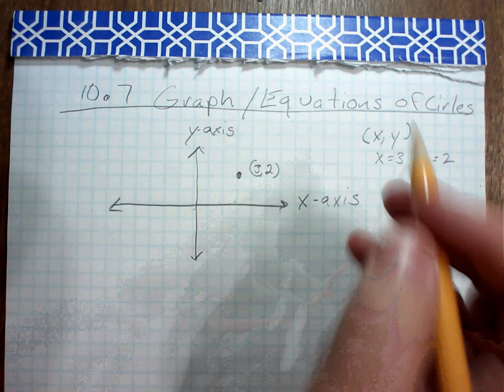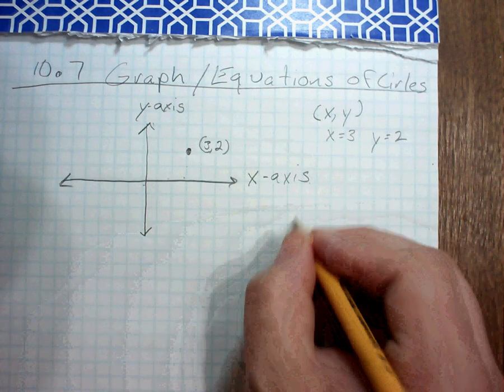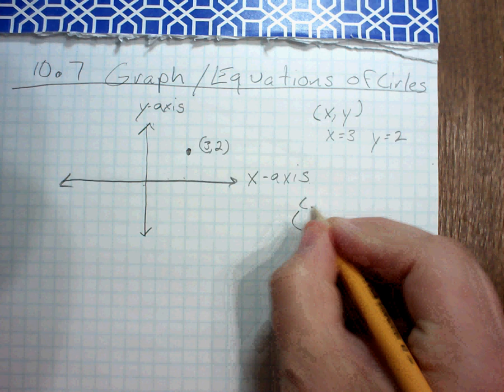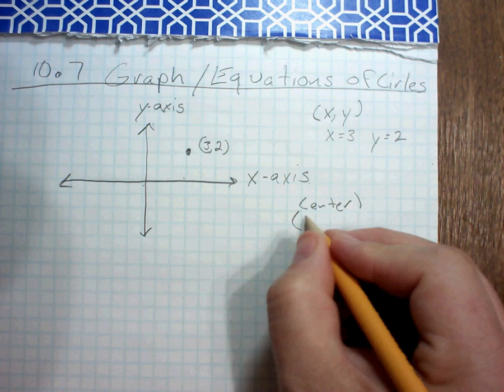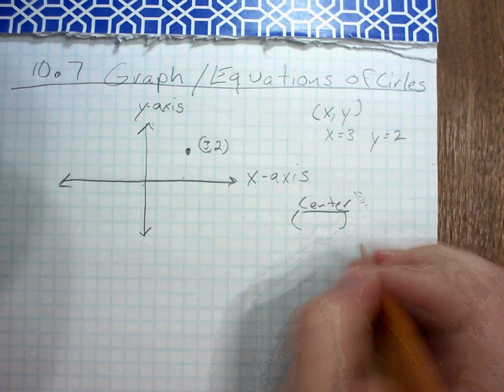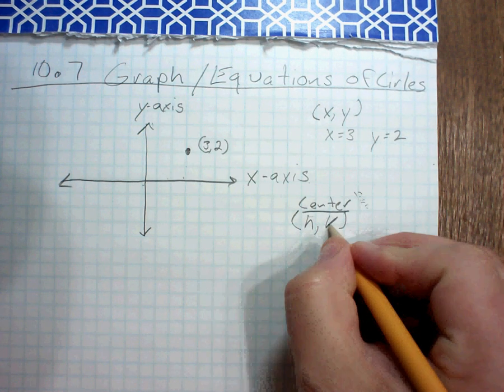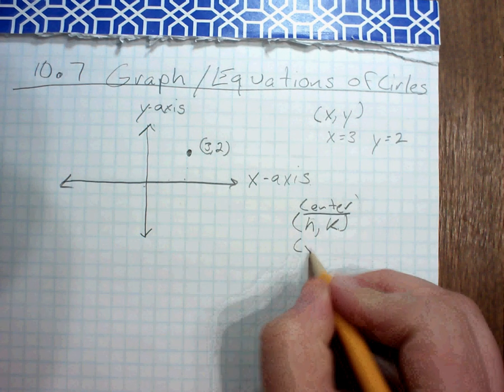Now the equation of the circle is, there's a couple things. One is we identified the center of the circle as h comma k. So the center of a circle is h comma k, but it's still x comma y. We just use the letters h and k, but it's still, remember, x comma y.